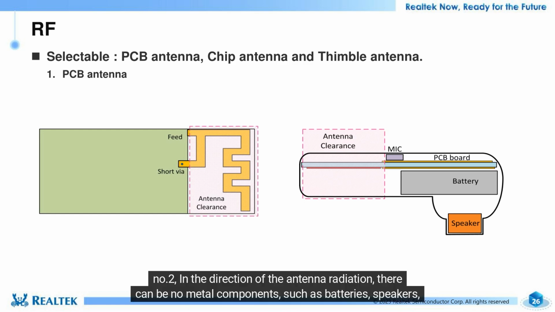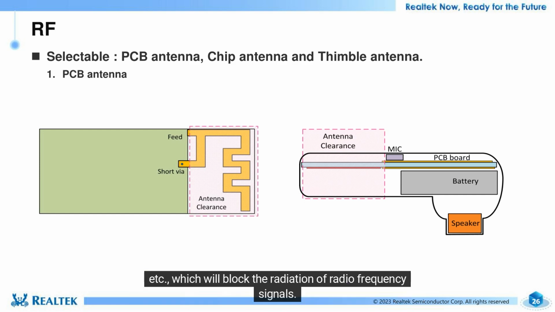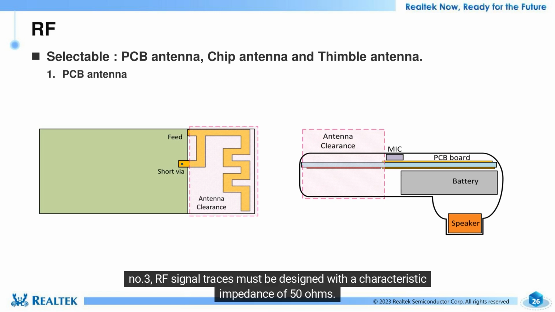Number 2, in the direction of the antenna radiation, there can be no metal components, such as batteries, speakers, etc., which will block the radiation of radio frequency signals. Number 3, RF signal traces must be designed with a characteristic impedance of 50 ohms.